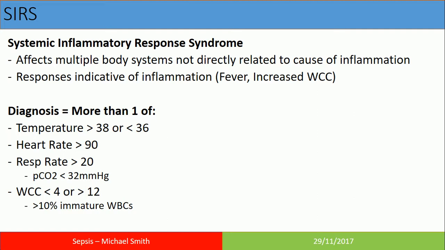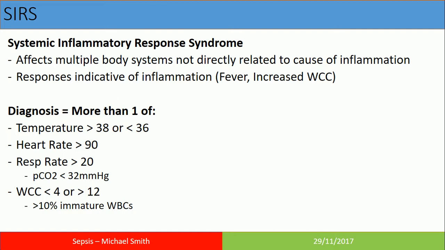And systemic means that it affects multiple body systems. Inflammatory means you've got inflammation, and it's an inflammatory response, so you've got inflammation as a response to something, and it's affecting multiple body systems. So you're looking for a response that indicates inflammation, so you're looking for things like fever and increased white cell count. And in order to diagnose a patient with SIRS, you need to meet certain criteria.